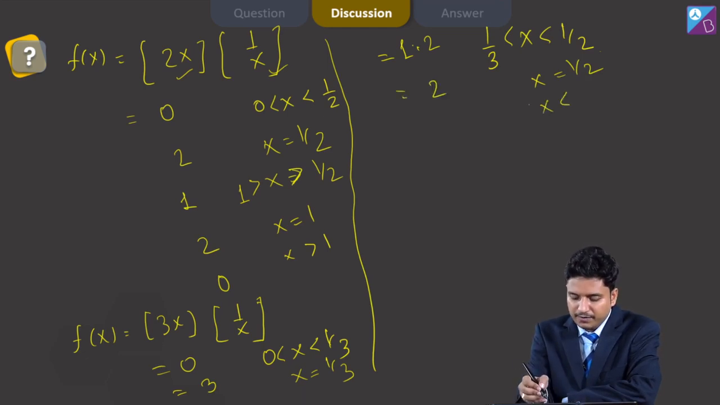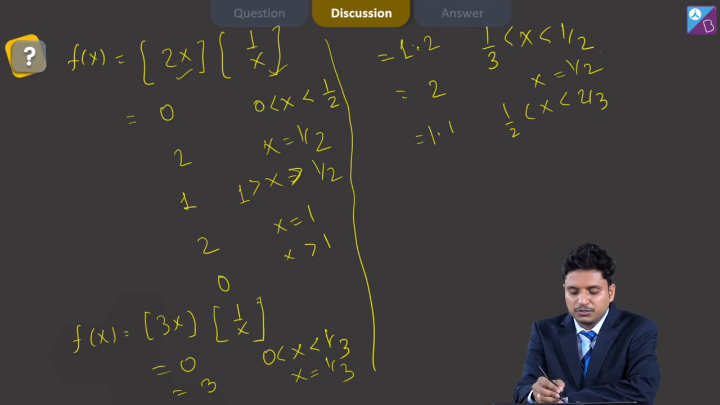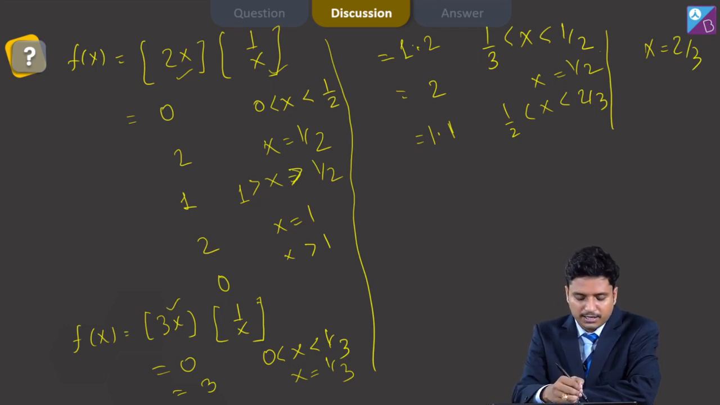And when x is varying from 1 by 2 to 2 by 3, what is the situation? Then 3x will be in between 3 by 2 to 2, so the integer part is 1, and 1 by x is in fact in between 3 by 2 to 2, whose integer part is again 1. So this will be equal to 1. Now for x equal to 2 by 3, again what will be the value? This part will be equal to 2 and this part will be equal to 1. So at x equal to 2 by 3, again the value is 2.